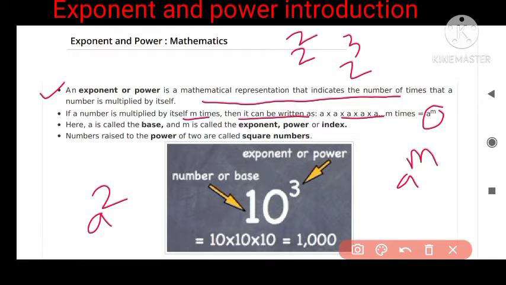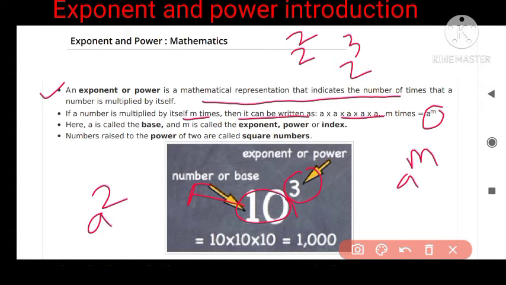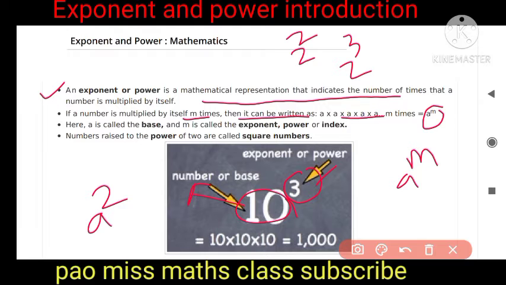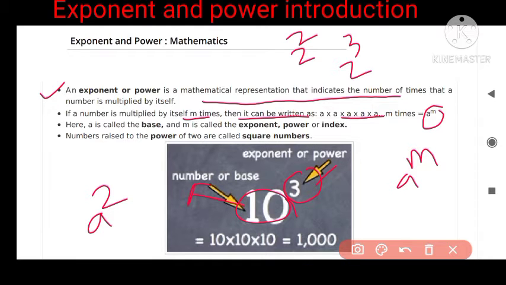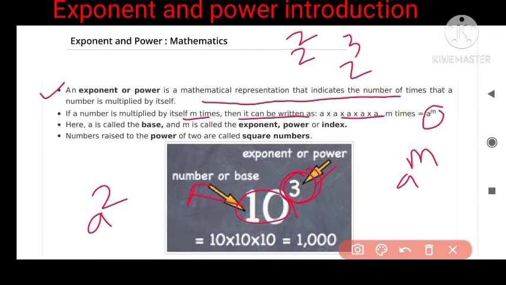Now you can see here, this 10 is called the number or base, and this 3 is called the exponent or power. So understood what is exponent and power? This 10 is called the base or number, and this 3 is called the exponent or power. So this is the meaning of exponent or power.